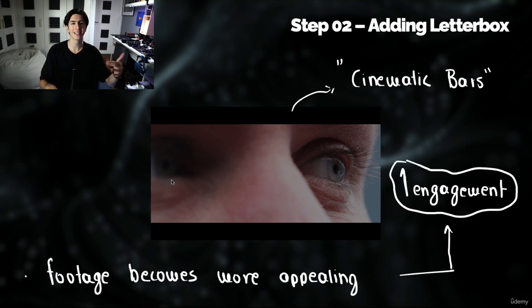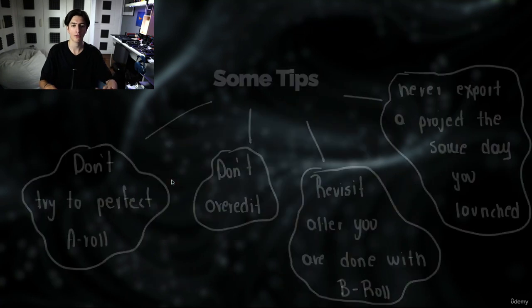So please add cinematic bars. It is very easy to add them. Just Google letterbox PNG, download a transparent image, and then go ahead and drag and drop it into your editing software. Add cinematic bars. This will improve your footage.